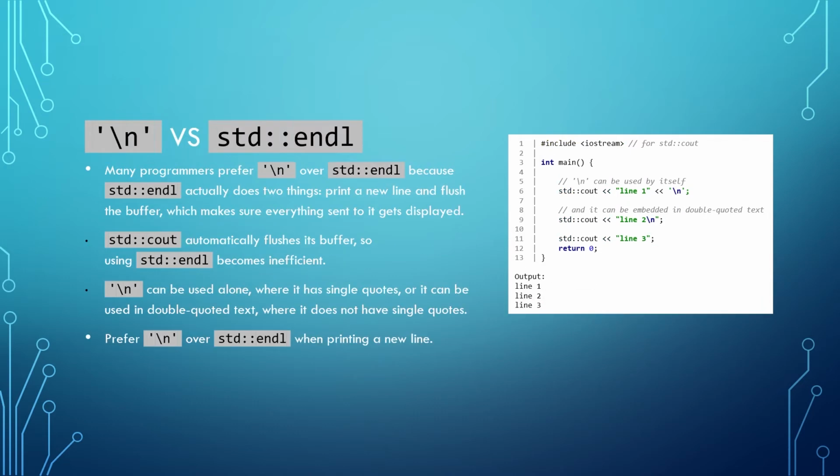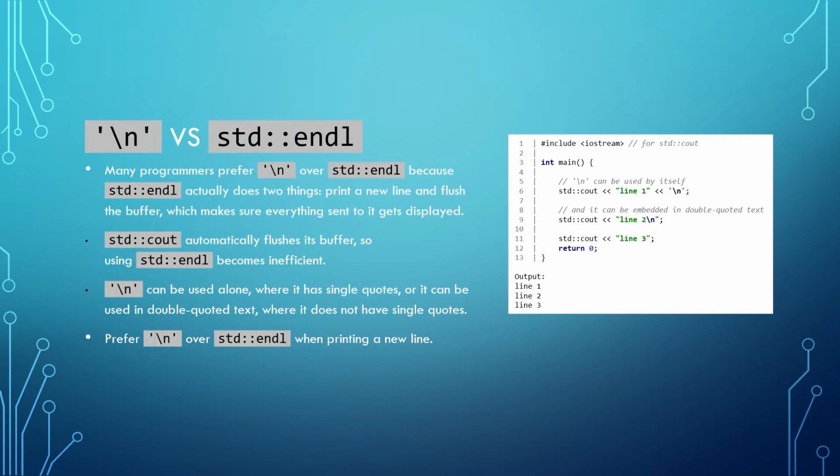Many programmers prefer using the line break character over std::endl because std::endl actually does two things: print a new line and flush the buffer, which makes sure everything sent to it gets displayed. std::cout automatically flushes its buffer, so using std::endl becomes inefficient.